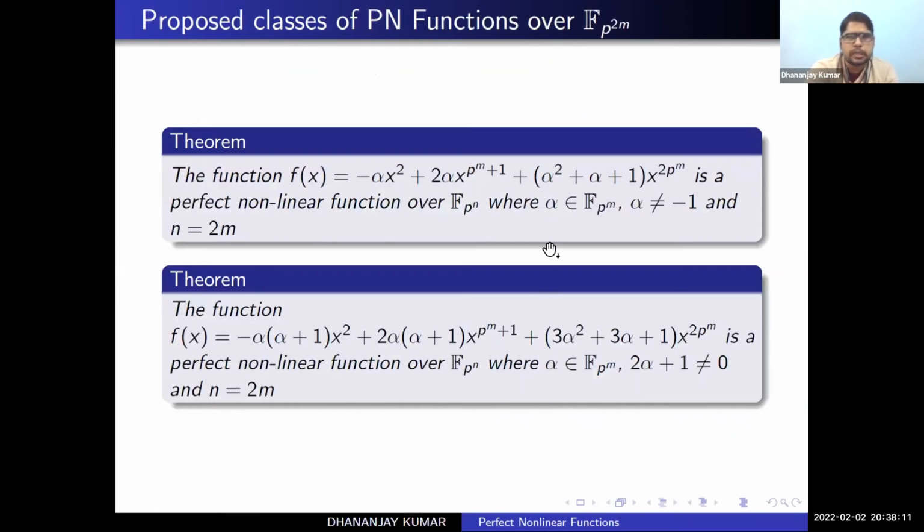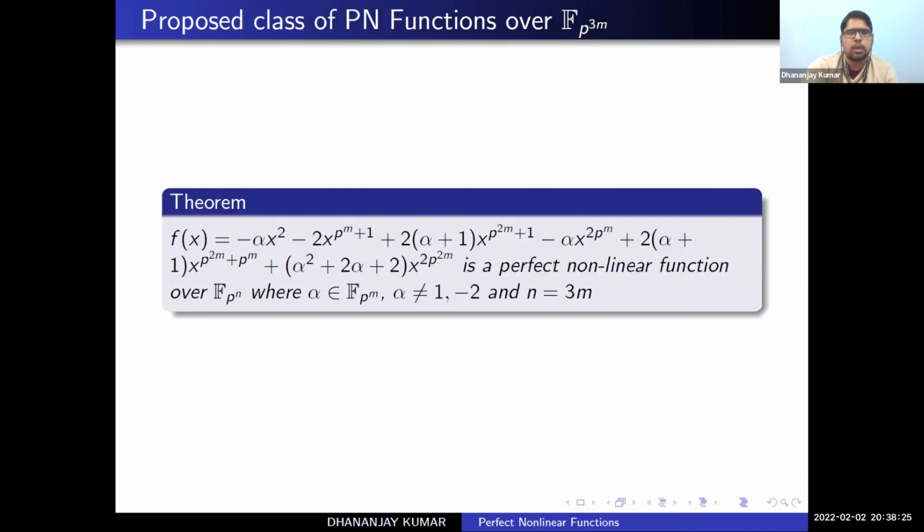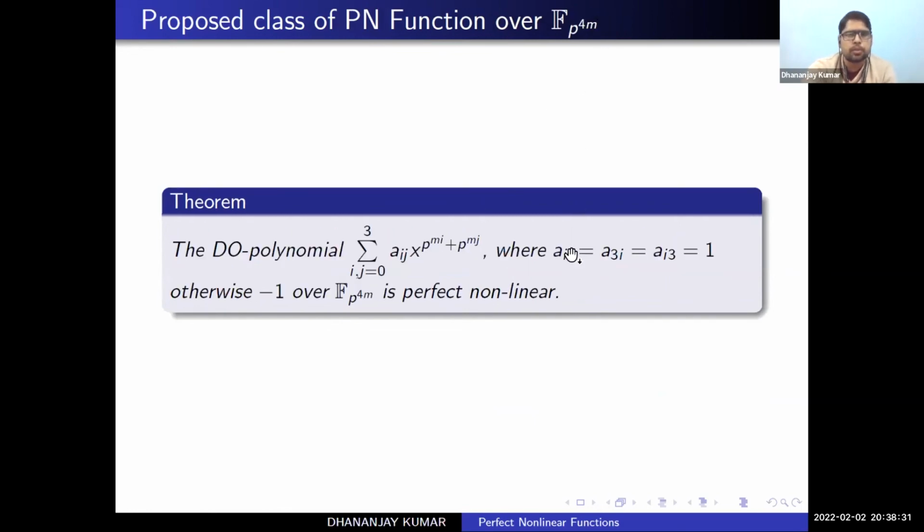And these are two classes over the finite field F_{p^{2m}}. We have proved these two to be perfect nonlinear functions, and the third one is over the field F_{p^{3m}}, and the fourth one is over the field F_{p^{4m}}. This we have proved, and these are perfect nonlinear functions.